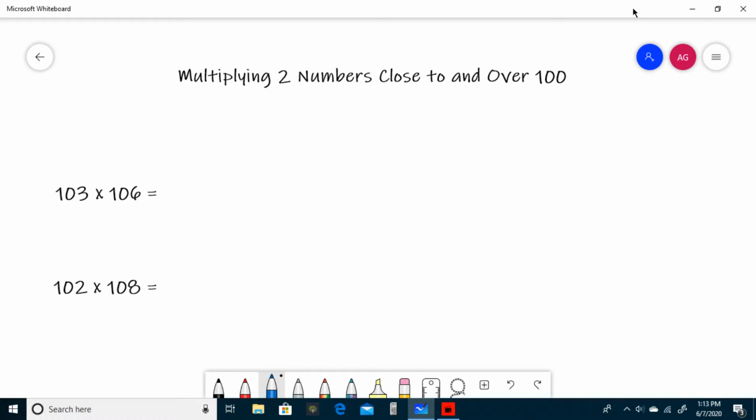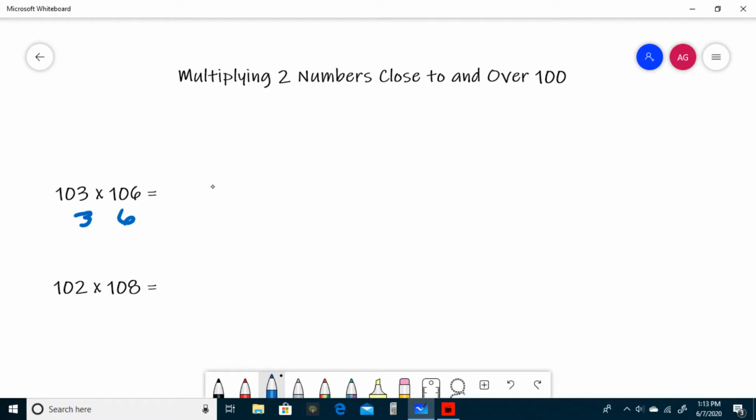For our first example, we have 103 times 106. Our first step is to find out how far each of these numbers are from 100. 103 is 3 away from 100, and 106 is 6 away from 100. Our next step is to multiply these two numbers.